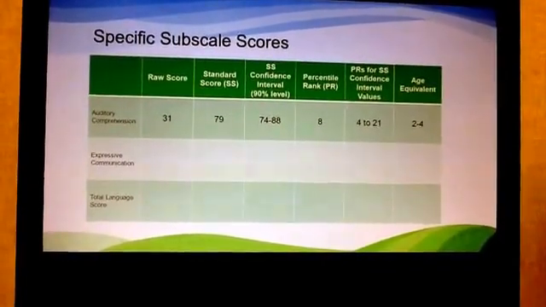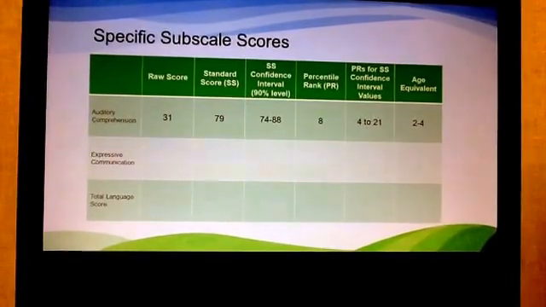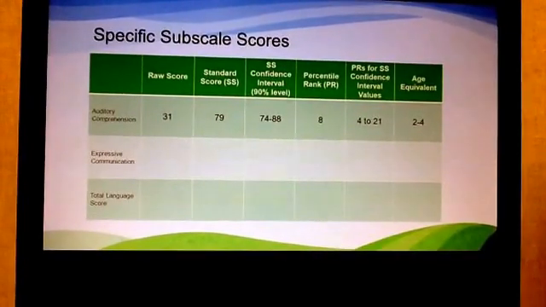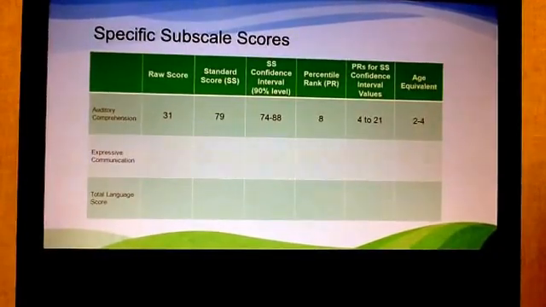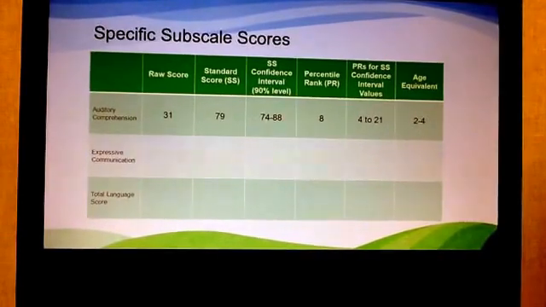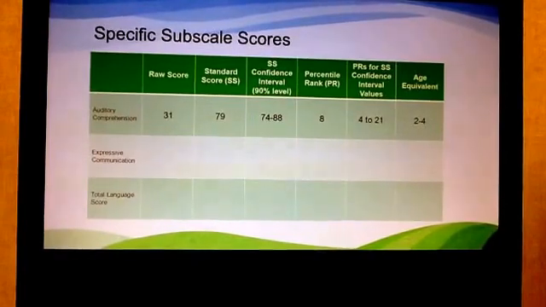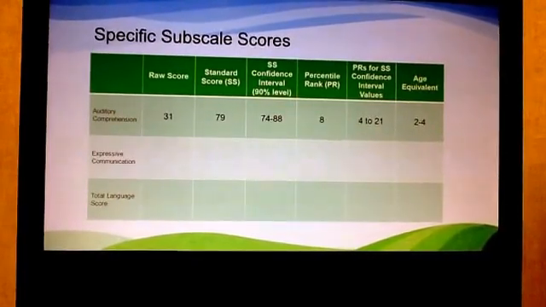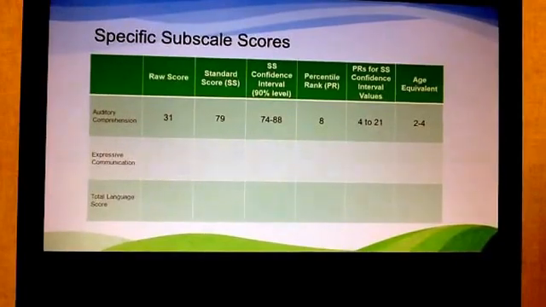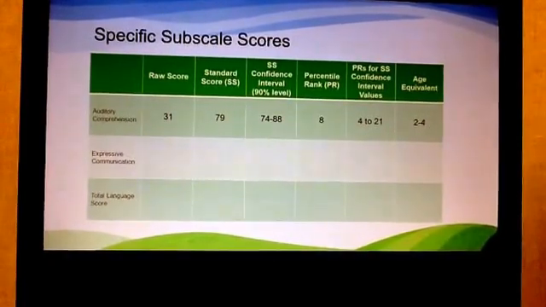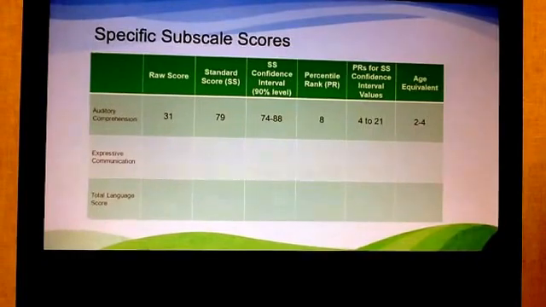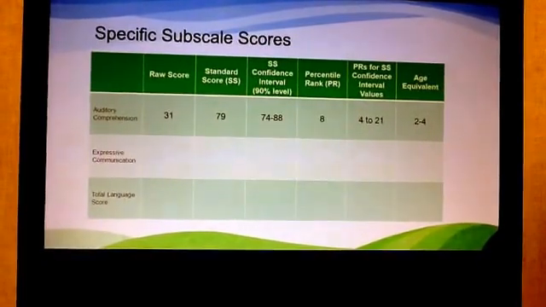He received a standard score of 79, which was found by comparing his raw score to peers of the same age. The confidence interval was based on the clinician's choosing of a 90% confidence level. The confidence interval reflects how confident the clinician is that the standard scores were valid. Therefore, they are 90% confident, leaving a chance to the remaining 10%. The confidence interval of 74 to 88, based on Jimmy's percentile rank of 8, means only 8% of the children at his age level scored the same or lower than him.